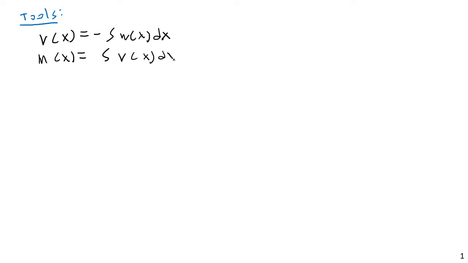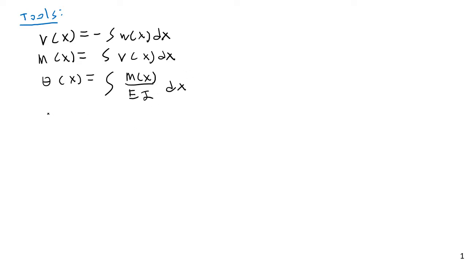So we have our relation between shear, moment, and deflection that we've seen previously. So V of x is equal to the negative integral of w of x dx. We know that M as a function of x is equal to the integral of shear as a function of x dx. We know that the slope of a beam, theta as a function of x, is equal to the integral of M of x over EI dx.